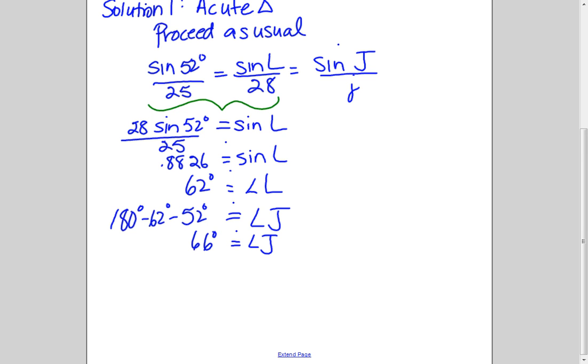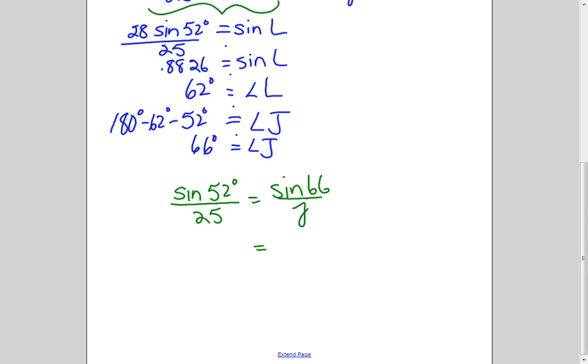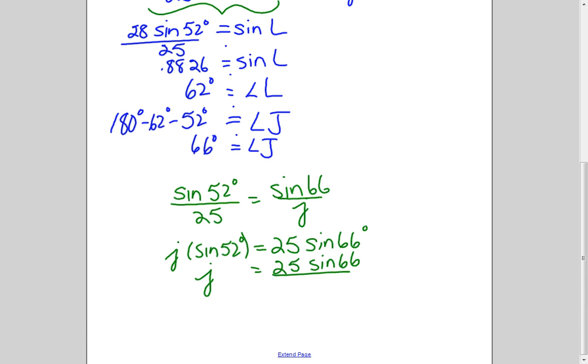So I'm going to use sine 52 over 25 equals sine 66 over j. And I'm going to find little j. I'm going to cross multiply both sides by j, and multiply both sides by 25. And then to get j by itself, I'm going to divide both sides by sine 52. And I get an approximate value for j of about 29.